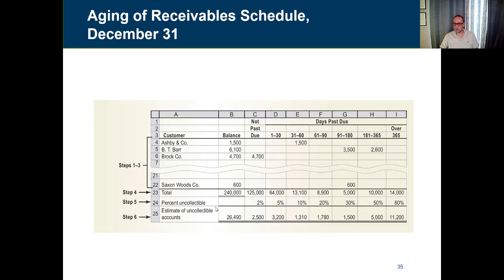Then the percent uncollectible, as you can see here, when something is not past due, it's a very low percent, 2%. And then when it keeps getting older, something past due by more than 365 days, which is more than a year, is 80%. There's an 80% chance that this amount is not going to be collected. So we take these percentages multiplied by the total for each column, and then we get these values, which would be the estimate of uncollectible accounts for each category. Then we add them all together, and that will give us $26,490. So out of the $240,000 balance of accounts receivable, we estimate that $26,490 would be uncollectible. So that's the approach using the aging of receivables schedule.